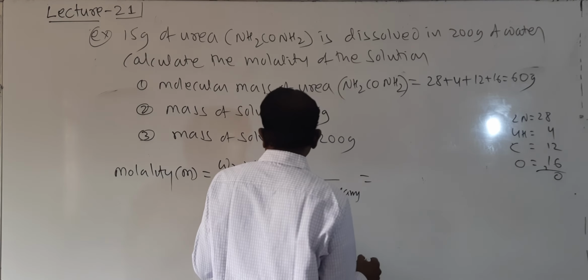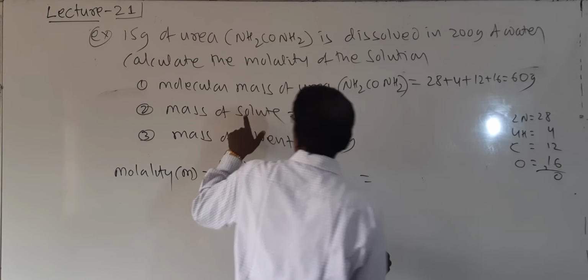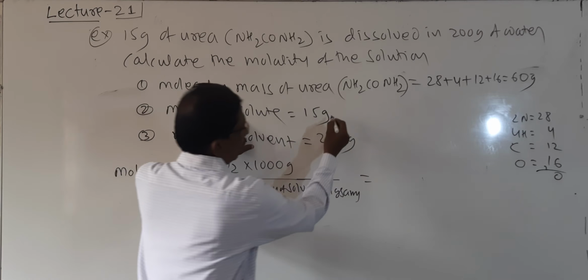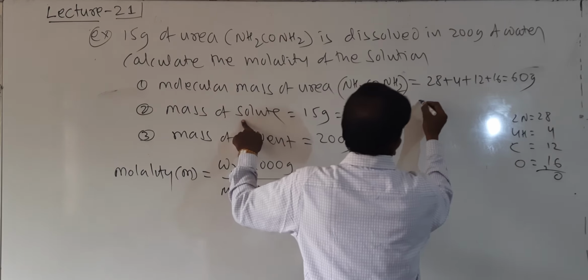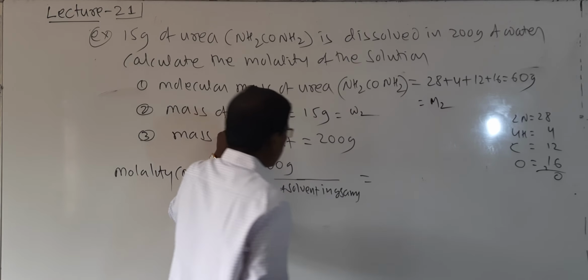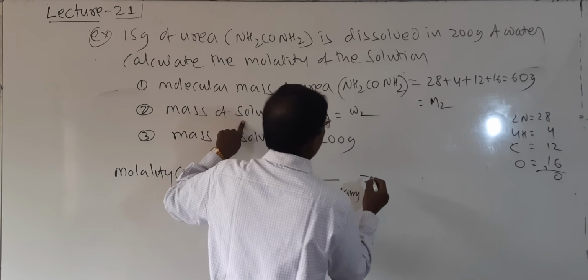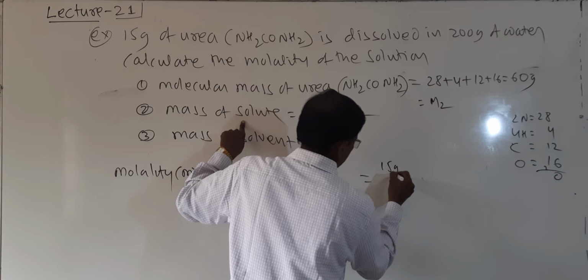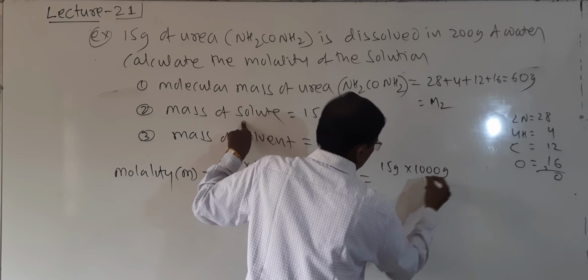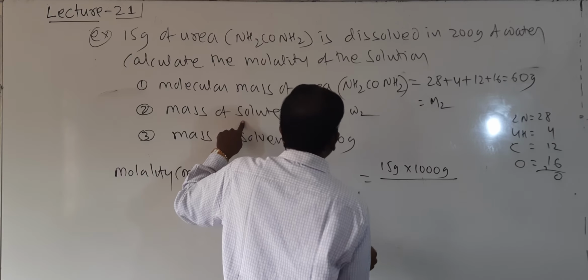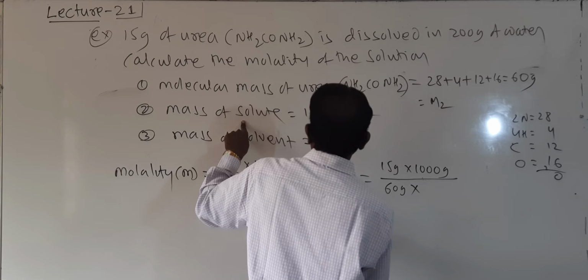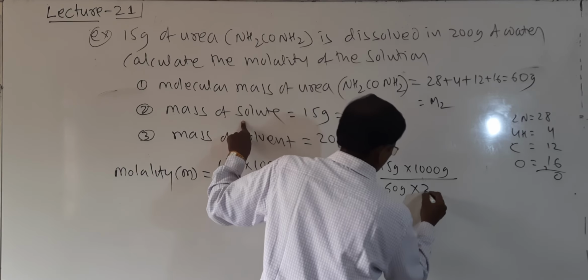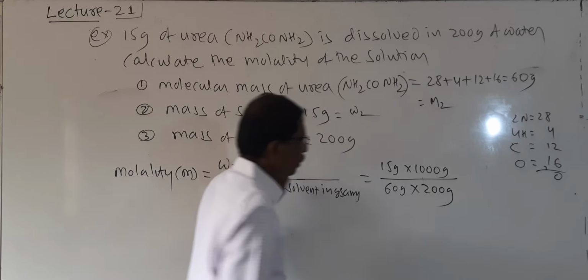So I will write here W2 is equal to mass of solute, and this is nothing but M2. W2 is equal to mass of solute 15 gram into 1000 gram divided by molecular mass 60 gram into mass of solvent in grams, that is 200 gram. So you will get the answer.